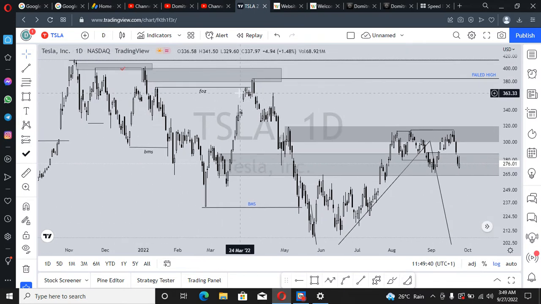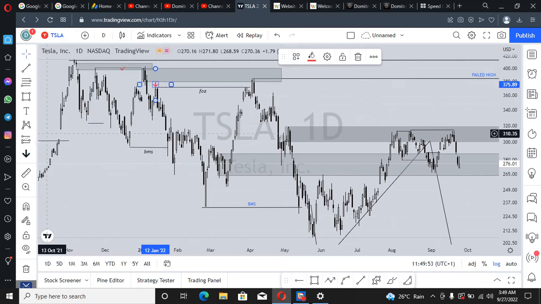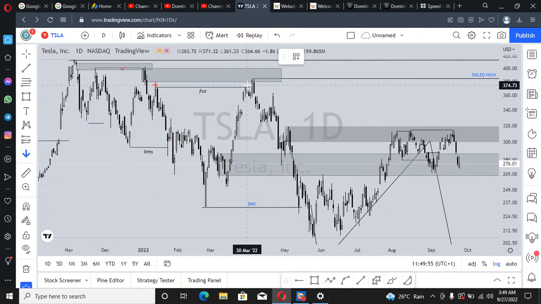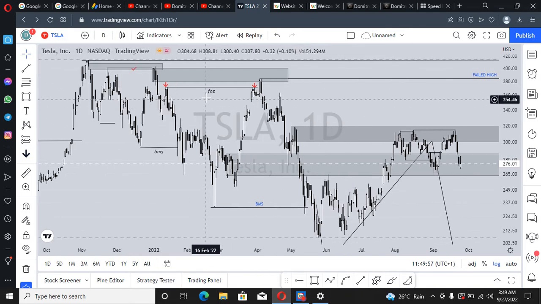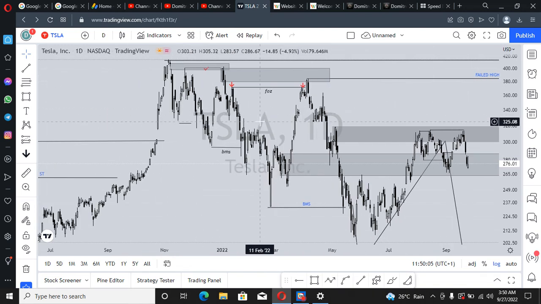So what do we experience here? In the fake out zone, we experience a stop hunt on that area of resistance. We have arrow one right here, and also arrow two right here. So this is a fake out zone with a point of interest lying in that fair value gap. In most cases, I don't trade fair value gaps.